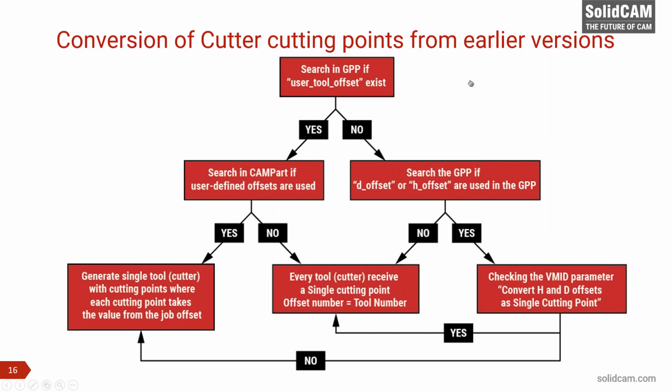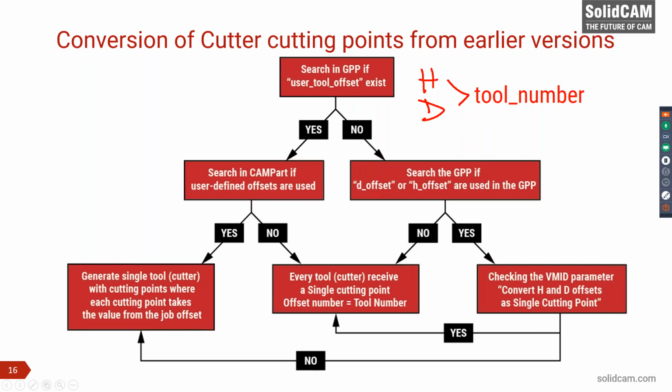Right. I hope that makes sense. Now let's go back again here. So again, we are searching for the user tool offset if it exists. In the case when it doesn't exist, what are the examples? The example is that my H and D use the variable, the tool number. Okay, so we don't use it like that.